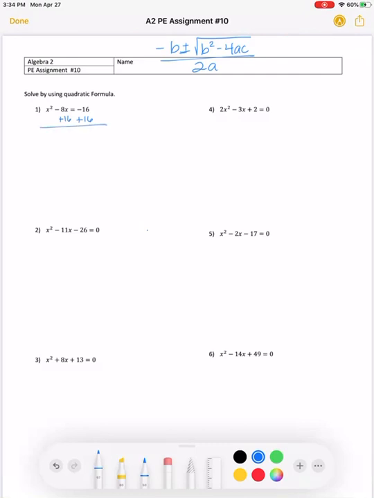So we're going to add 16 to both sides. You're going to get x squared minus 8x plus 16 equals 0. And now you can plug in. Remember, as always, A, B, and C. So negative 8 plus or minus the square root of negative 8 squared minus 4 times A times C, all divided by 2 times A. I'm going to apologize because I wrote too big. I'm still learning how to use this technology, but let's go ahead and clean this up.